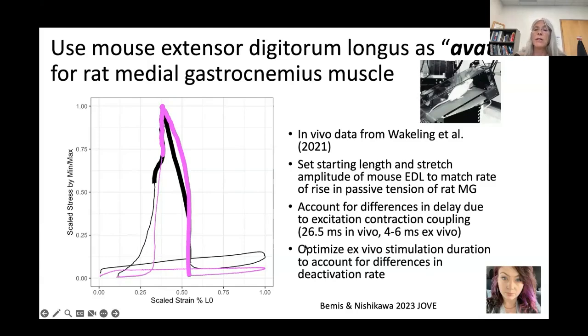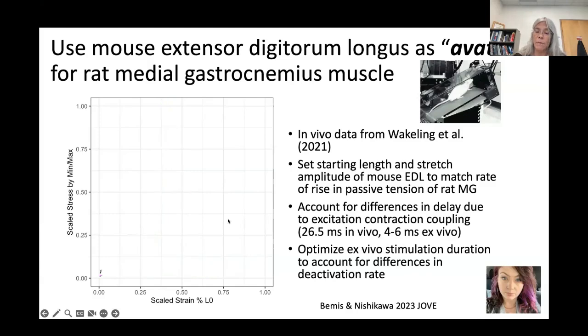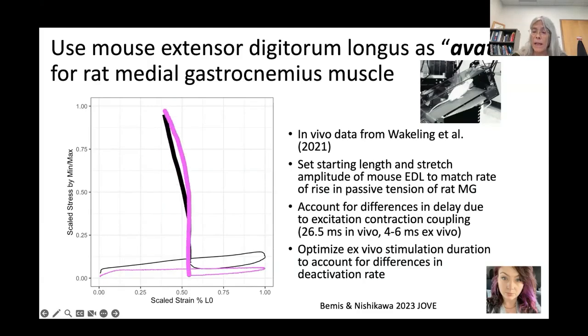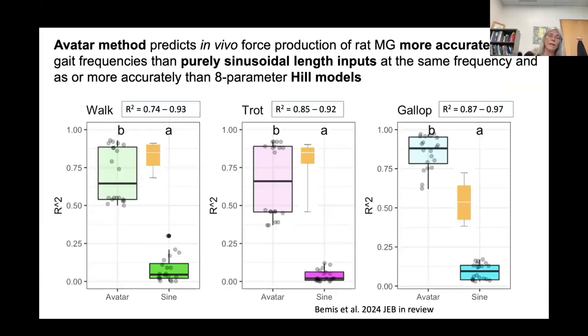And then she actually found that because the ex vivo activation is about 80% of the maximum, she could optimize the stimulation duration, actually shorten it, and get a much better fit to the in vivo force data. So let me just briefly show you her results.